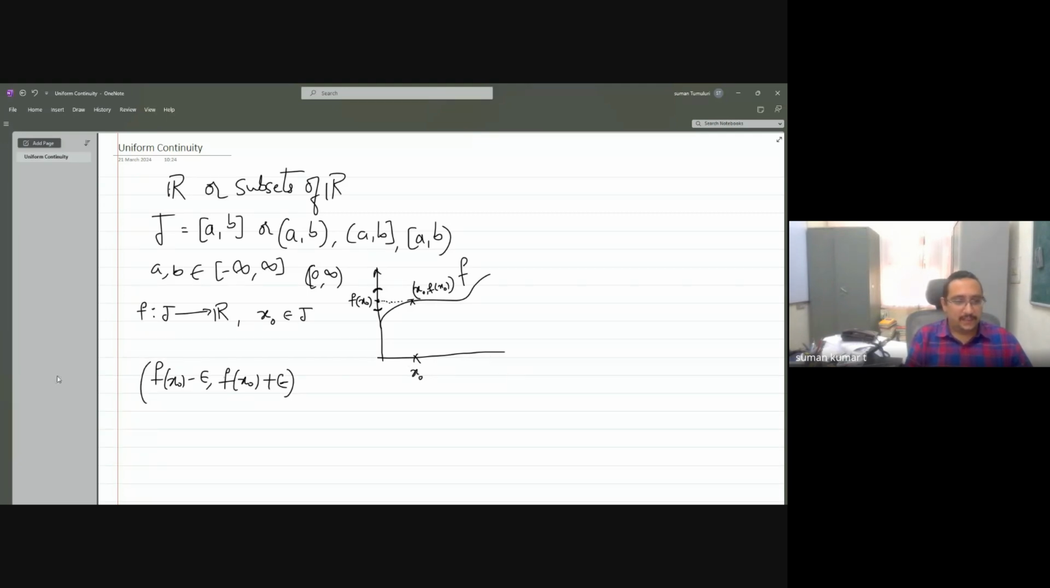For every epsilon, you take an interval around f of x naught, then there exists a small interval around x naught. That means there exists a positive delta such that you take a small interval around x naught, that is, x naught minus delta to x naught plus delta. Then you look at the image of this interval. What do you mean by image of this interval? If f acts on it, what is the image of this interval? How does it look?